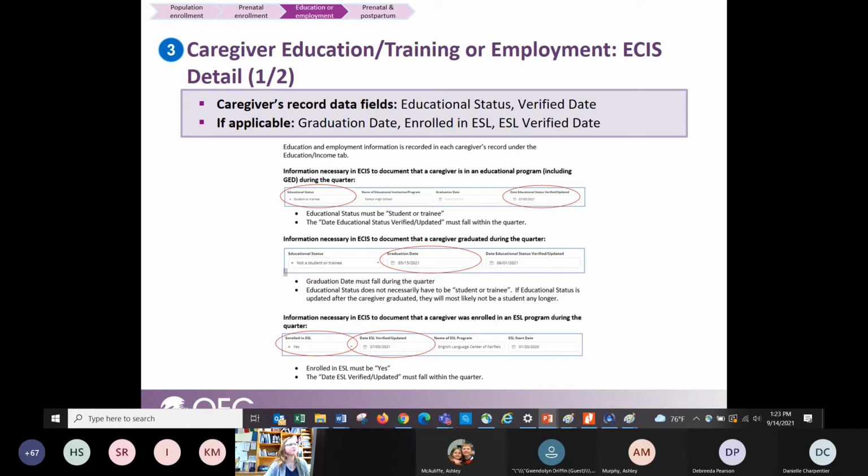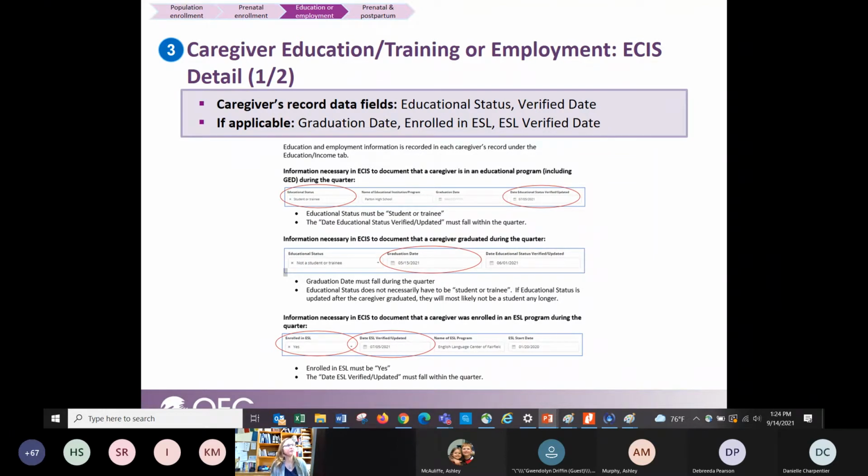The third measure is about employment and education. And just by way of reminding and orienting, the third metric says, did the caregiver enroll in an educational program or stay in an educational program? Or did they graduate? Or did they become employed or stay employed for at least 20 hours a week, right? So any of those would be considered achieving the metric. So we'll take them one by one here.